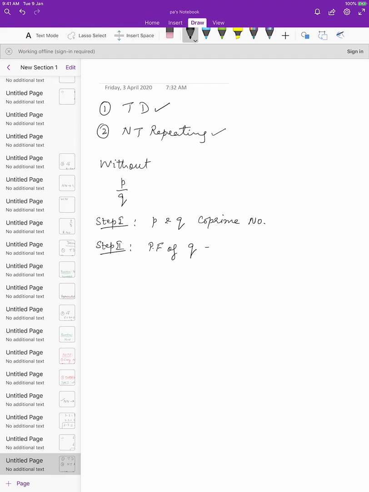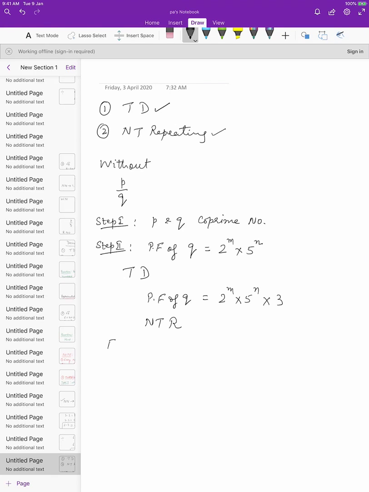So, what is the prime factorization of the denominator? If it contains the factors of the type 2 raised to the power something and 5 raised to the power something, then we say the given rational number has a terminating decimal. If the prime factorization of the denominator has any factor other than 2 and 5, suppose you have 3 also in the prime factorization of q, then it will be a non-terminating but repeating decimal expansion.